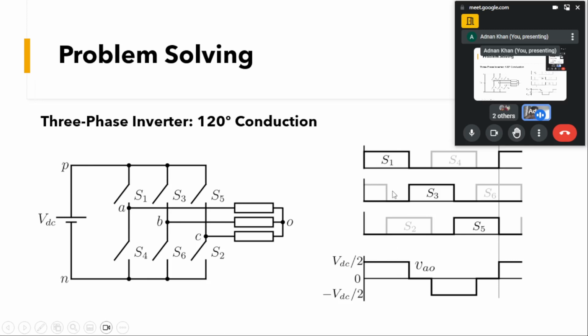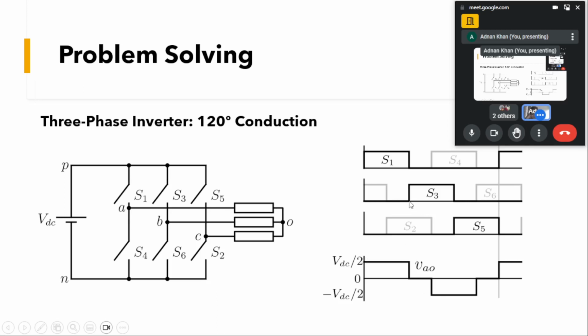Now we see in this portion when S1 and S2 are on, in a similar way we can get VAC equal to VDC, but since this is symmetric and this is floating, we can get VA will be equal to VDC by 2.